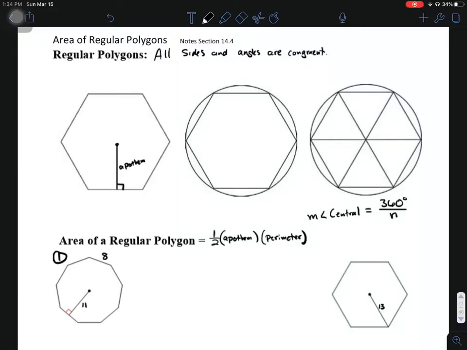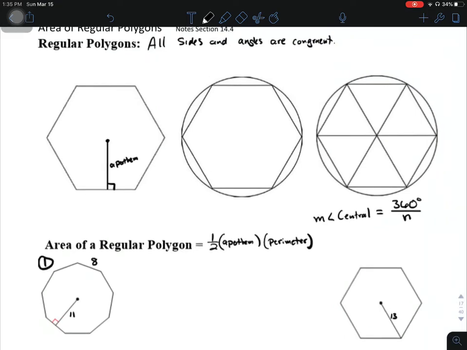This is Honors Geometry, Note Section 14.4, finding the area of regular polygons. Now there is a kind of complicated formula that goes with this, but if you don't like this formula, then you can just find the area of a triangle over and over again. Let me explain. First of all, there's a definition.